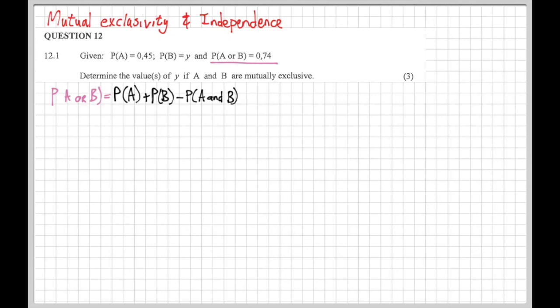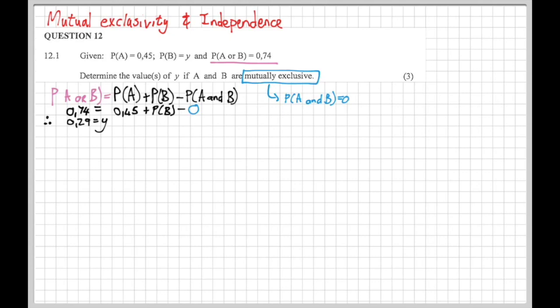So, by subbing in the values that I've got, 0.74 is equal to 0.45 plus the probability of B. But now I'm sitting with mutual exclusivity, which means the probability of A and B happening is 0. So I'm going to substitute that into my formula. So now I've just got to solve for the probability of B, which is Y, and that is 0.29. This is as simple as this.